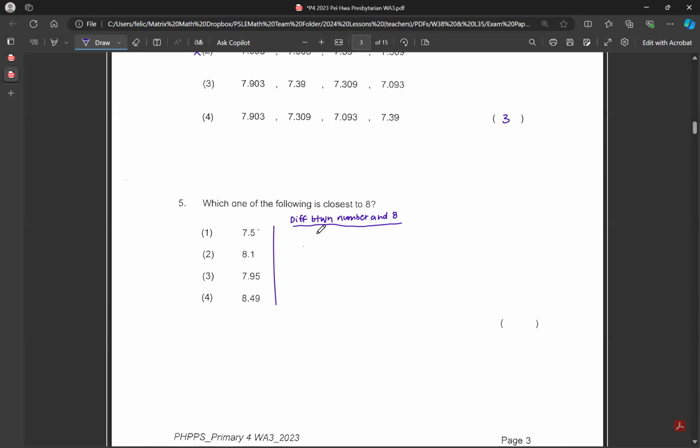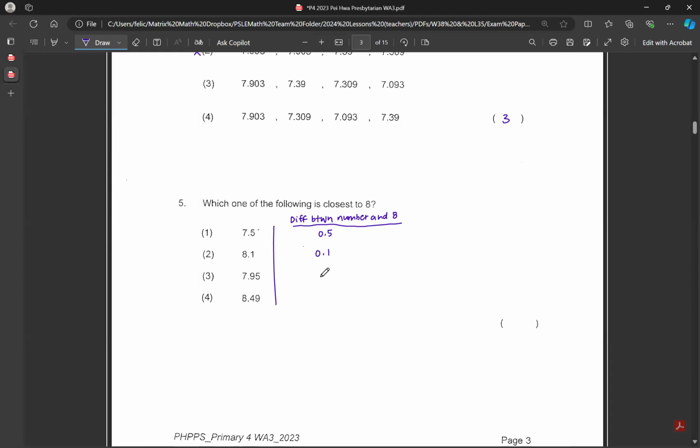So 7.5 and 8, right? The difference is actually 0.5. 8 minus 7.5 is 0.5. Okay, you can do the working. 8.1 minus 8, this difference is 0.1. Option 1 is out already, can tell it's a larger difference.